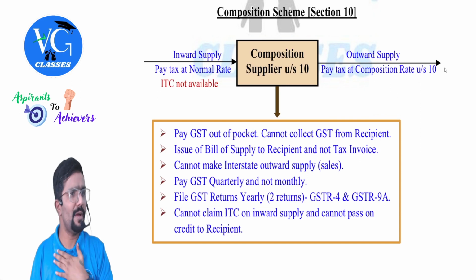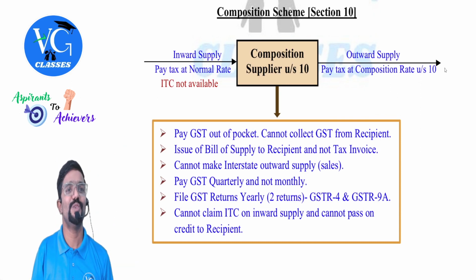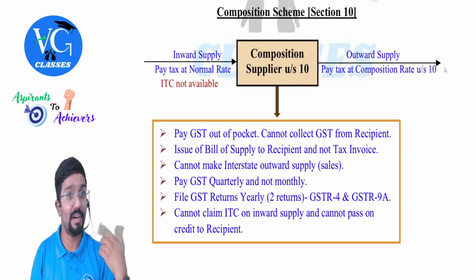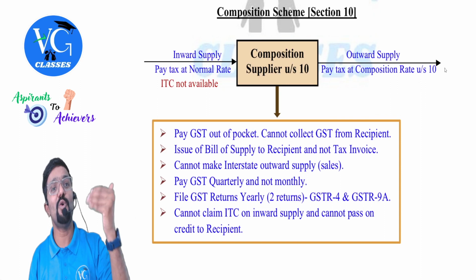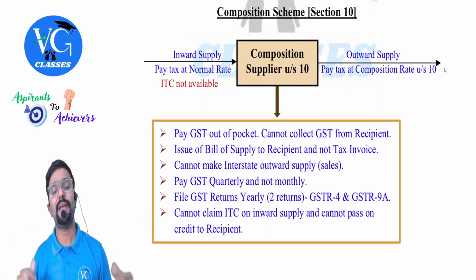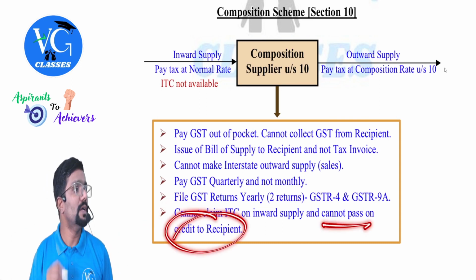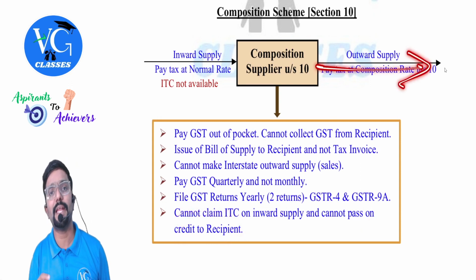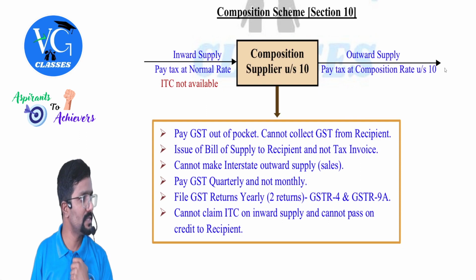Assume I have collected. So I have done a violation. Now, can you go ahead and claim ITC? No. You cannot claim ITC. First of all, I cannot collect. Assuming I have collected by mistake, can you go ahead and claim the credit? No, you cannot. You can see here: cannot claim ITC on inward supply, and cannot pass on the credit to the recipient. So for outward supply, can I pass on the credit to you? No, people, I cannot. Is that clear?